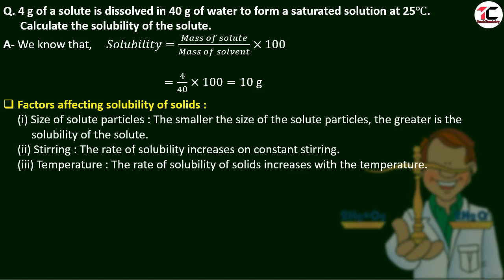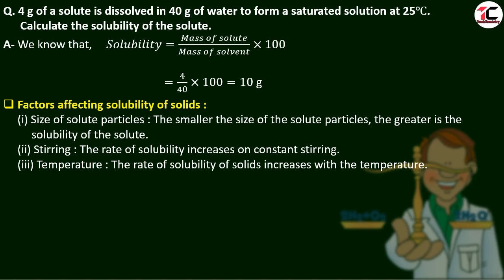Next topic is factors affecting solubility of solids. The first one is size of solute particles. The smaller the size of the solid particles, the greater is the solubility of the solute. Smaller particles, greater solubility. Bigger particles, smaller solubility. Stirring. The rate of solubility increases on constant stirring. If we constantly stir the solution, the rate of solubility will be increased.